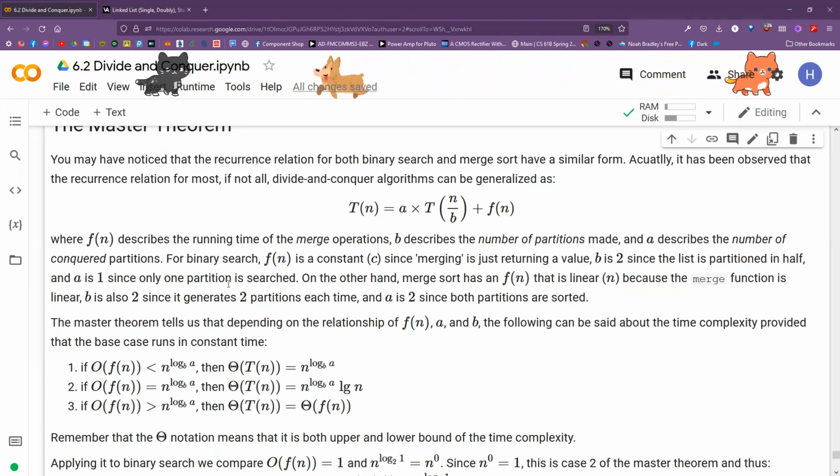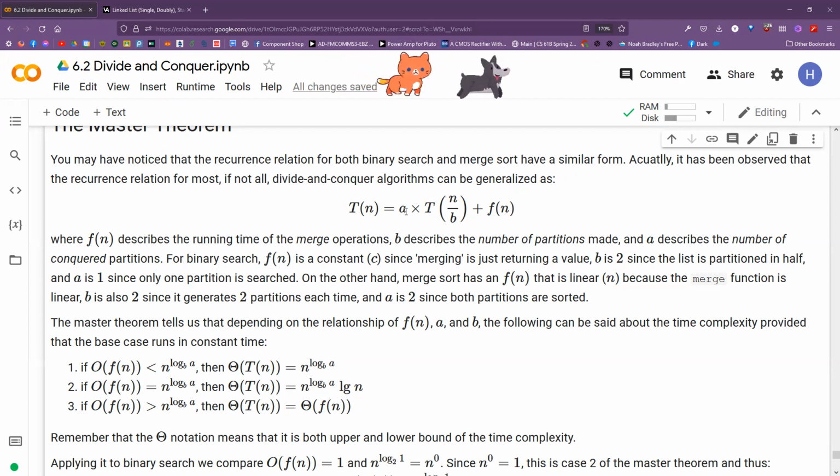Then, in contrast, sa merge sort and yung ating maximum subarray, yung f of n natin is linear because of the additional function na merge. And yung ating B is 2 since hinahati natin siya into two partitions. And then both partitions are sorted, so yung A natin is also 2.